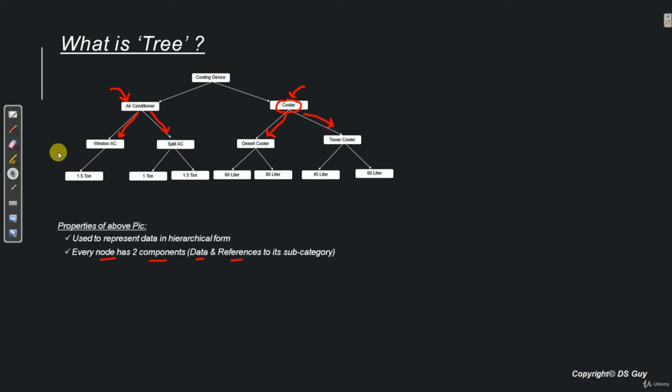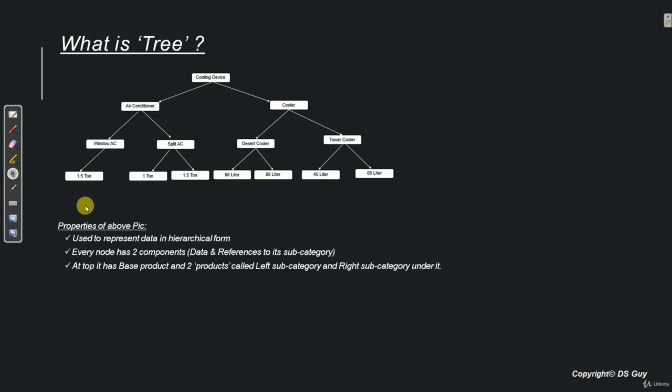Fine. Now let's see what is the third property of the above picture. So the third property is that at top it has a base product and two products under it. At the top we see that it has a cooling device product. Under that it has two products, air conditioner and cooler. Similarly, if we consider cooler as a top product, then under that we have two products, that is desert cooler and tower cooler. Fine. So these were the three properties of the above picture.